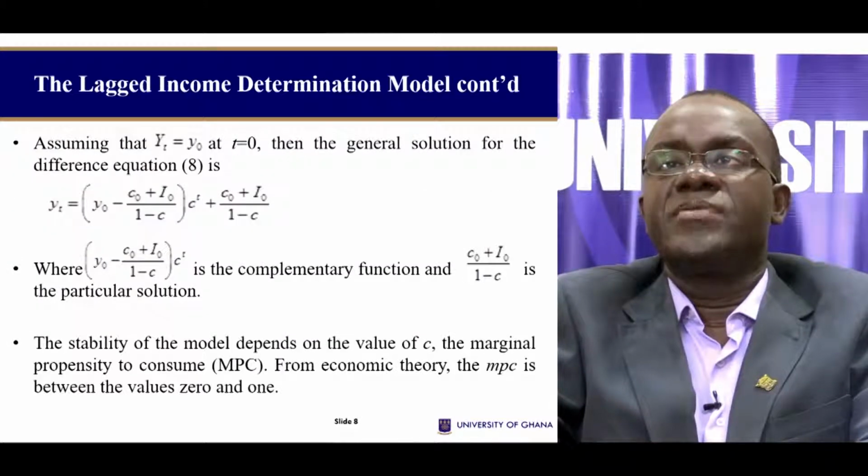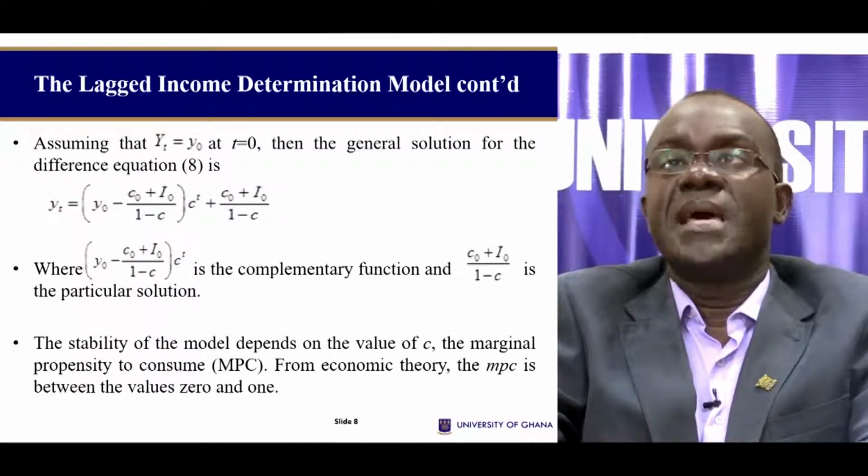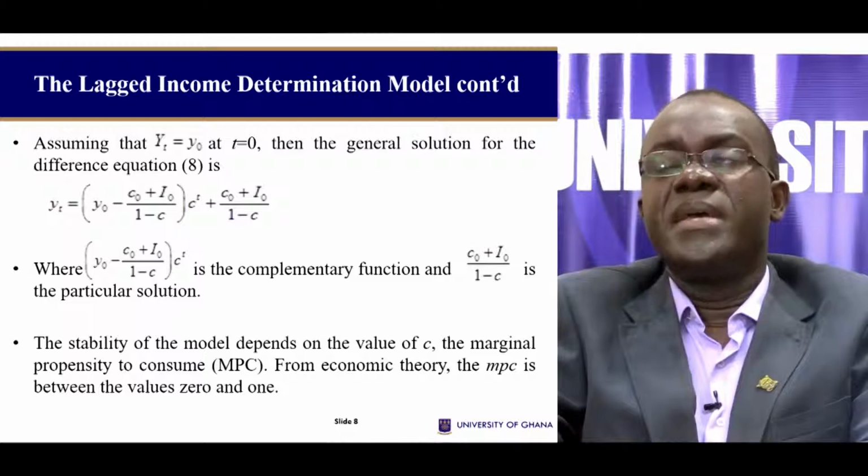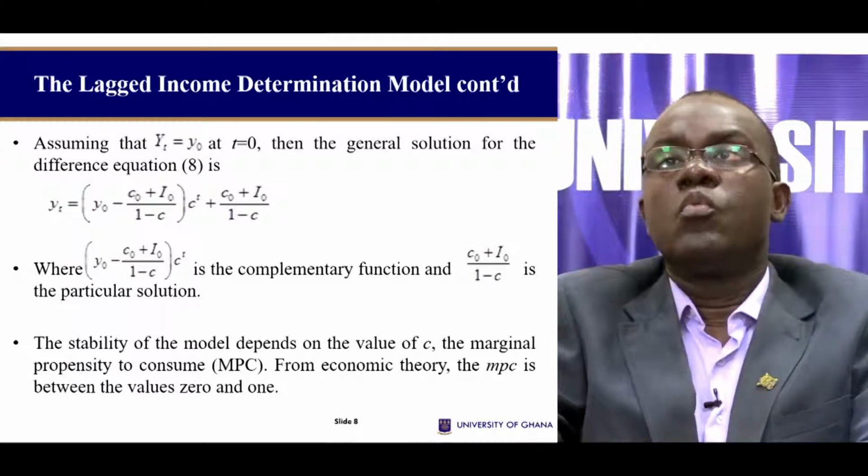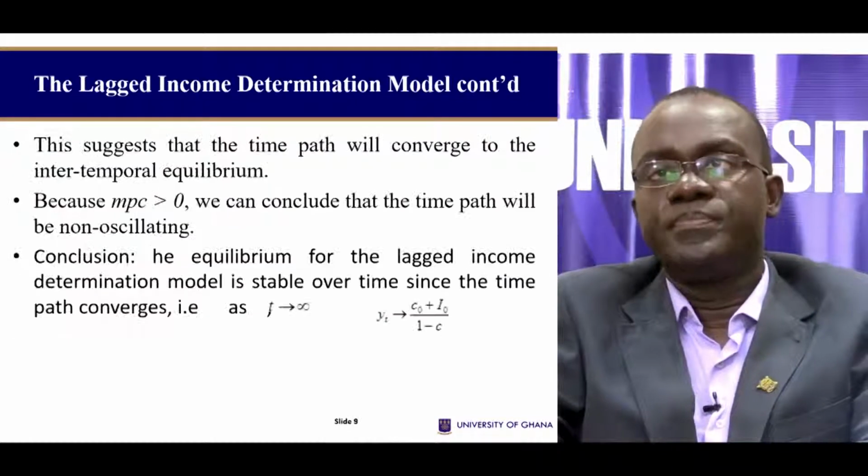Let me go back here and try to explain it from here. What it means is that in the long term, when there is any destabilization, what we have standing here will tend to 0, and when it tends to 0, all this additive term tends to 0, and therefore our Yt here will tend to our particular solution.